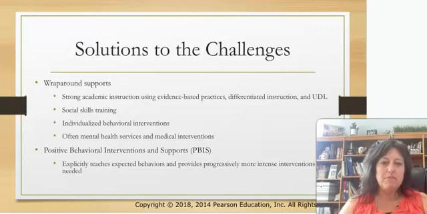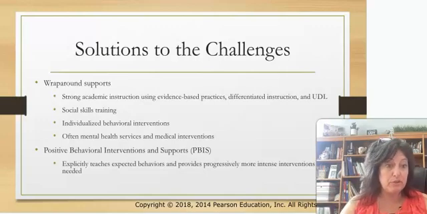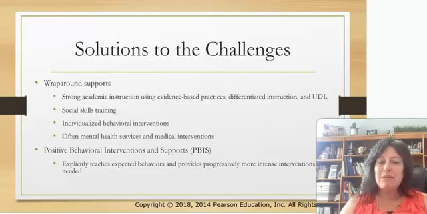What we call wraparound supports. So really strong academic instruction, and I know you're going to be really surprised to hear me say this, but utilizing universal design for learning, giving them social skills training, how to interact with others, individual behavior interventions, and oftentimes things like mental health services and medical interventions will happen as well. And then PBIS, positive behavior interventions and supports. You guys have already done a case study on this. This comes back into play for these types of behaviors as well.